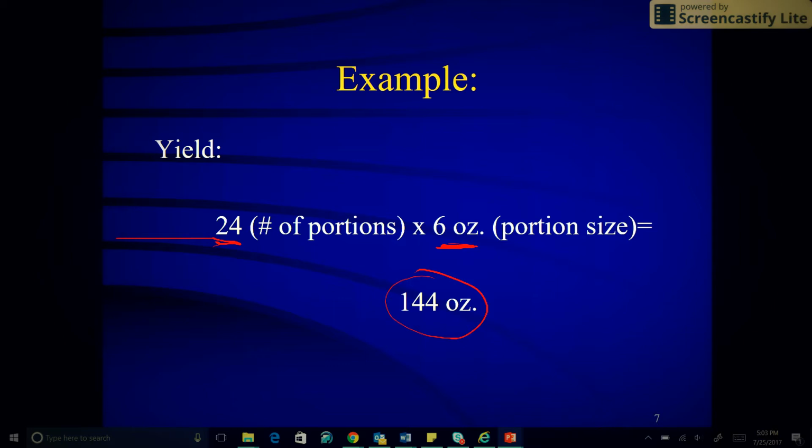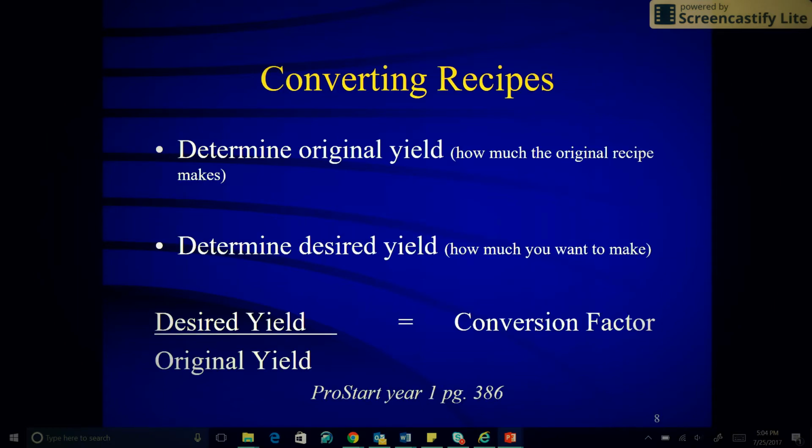So it could be 10 ounces of red pepper, 10 ounces of green pepper, 60 ounces of chicken broth, 20 ounces of heavy whipping cream. All of those ingredients add up to give you 144 total ounces. Okay, that's your original yield. Easy, right? Just multiplication. You've been doing this since 3rd grade.